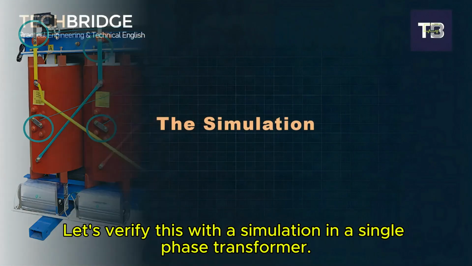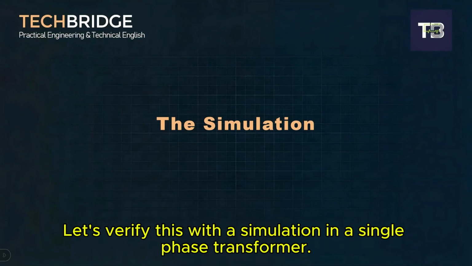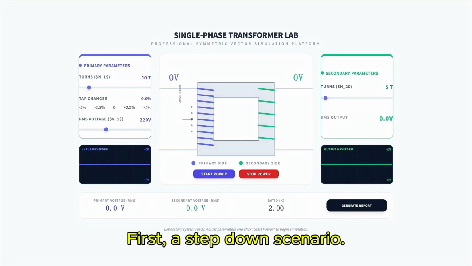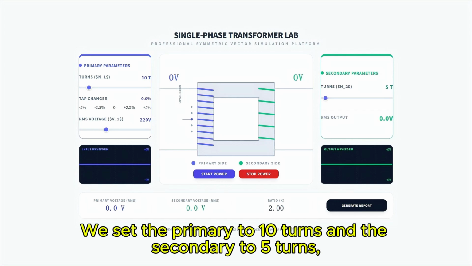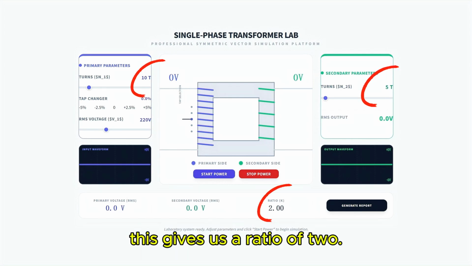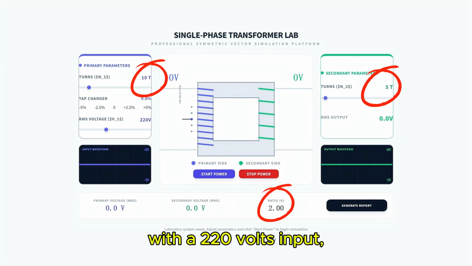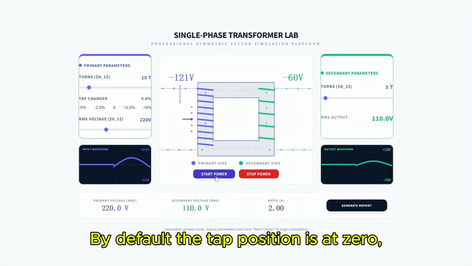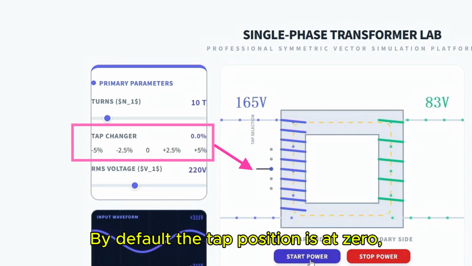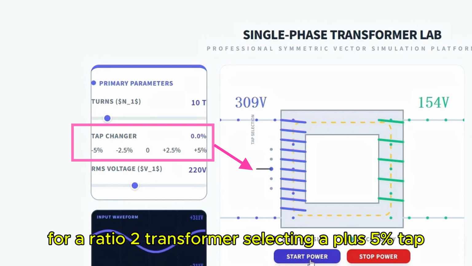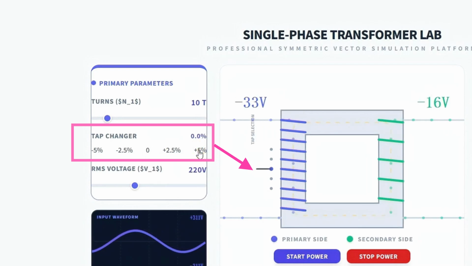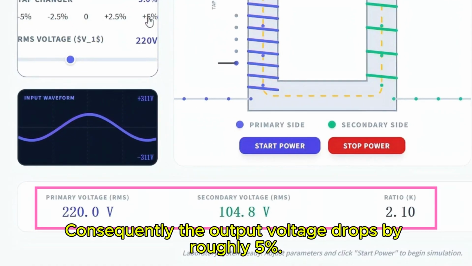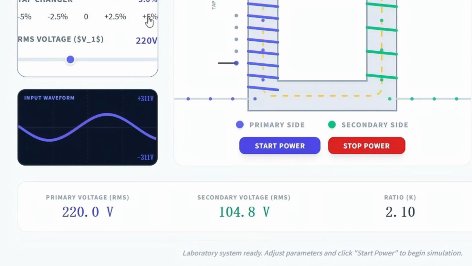Let's verify this with a simulation in a single-phase transformer. First, a step-down scenario. We set the primary to 10 turns and the secondary to 5 turns. This gives us a ratio of 2. With a 220 volts input, the secondary output is precisely 110 volts, matching our formula. By default, the tap position is at 0. For a ratio 2 transformer, selecting a plus 5% tap changes the ratio to 2.1. Consequently, the output voltage drops by roughly 5%.